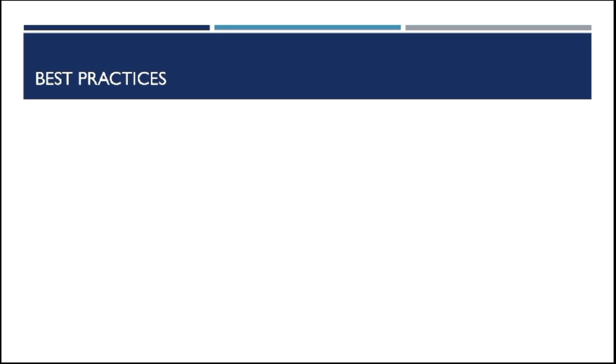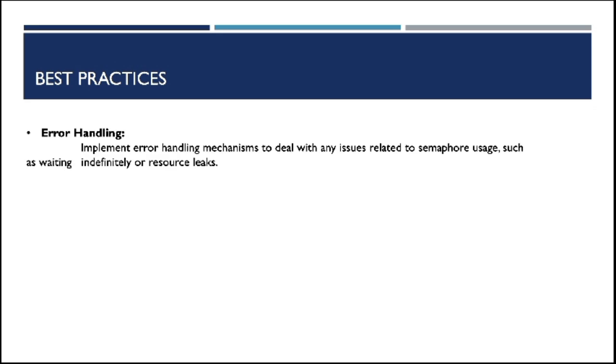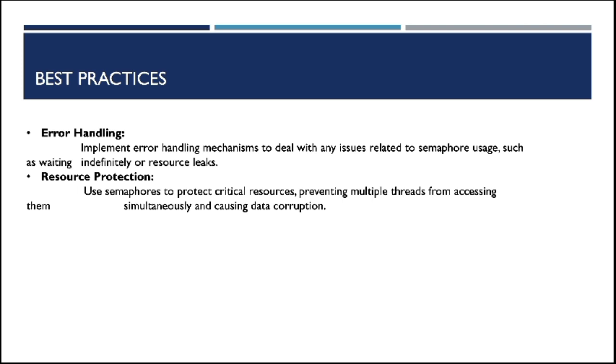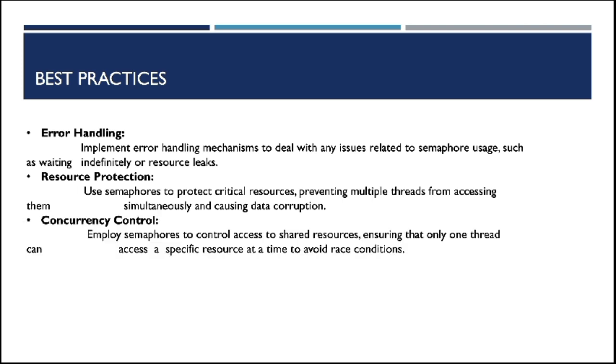Best practices of semaphores. When working with semaphores, it's crucial to follow some best practices. First one is error handling. Implement error handling mechanisms to deal with any issues related to semaphore usage such as waiting indefinitely or resource leaks. Then resource protection. Use semaphores to protect critical resources, preventing multiple threads from accessing them simultaneously and causing data corruption. Then concurrency control. Employ semaphores to control access to shared resources, ensuring that only one thread can access a specific resource at a time to avoid race conditions.